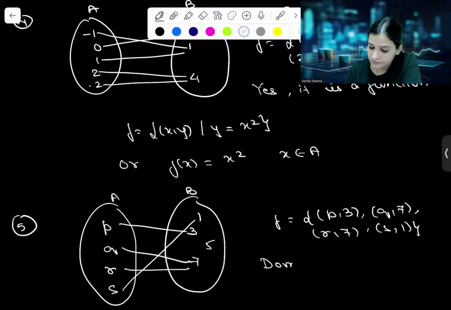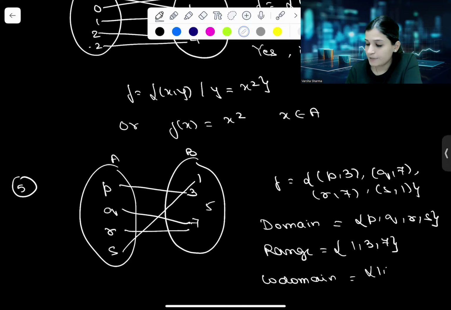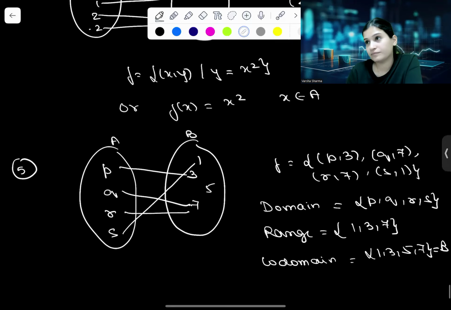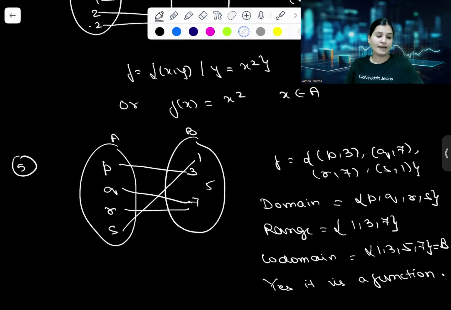State the domain. Domain will be P, Q, R, S. What would be the range? 1, 3, 7. What about codomain? 1, 3, 5 and 7. Entire B: 1, 3, 5, 7. The entire second set is the codomain. Is it a function? Yes, it is a function. None of the elements are left from the first set and none of them are paired with two. Any doubts? No.